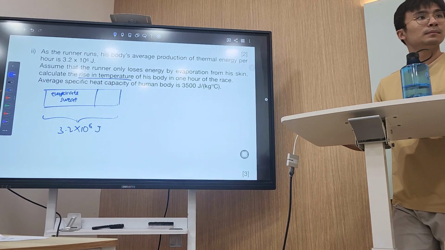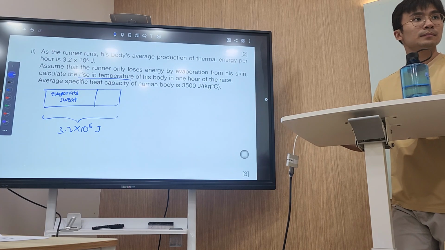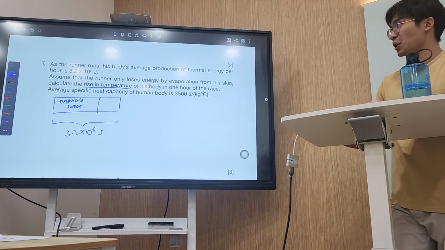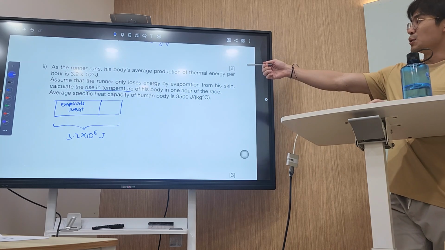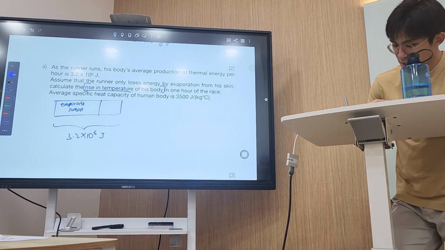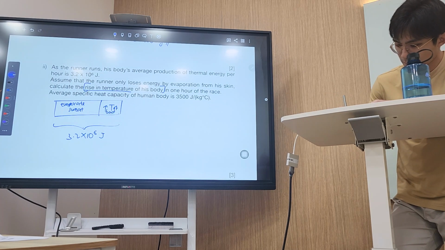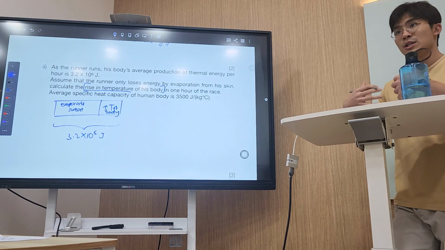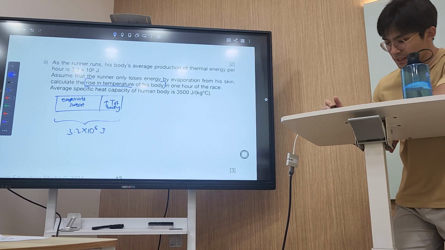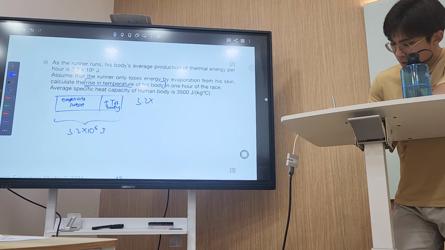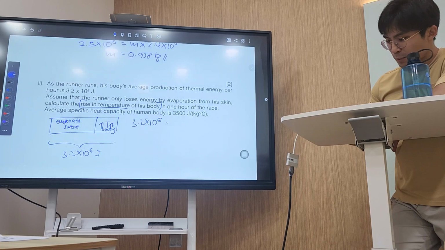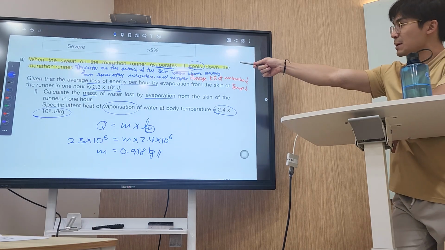Kara, what's the other part used for? The sweat that stays on your body? No. I lose energy by evaporation. The other component, of course, is increased temperature of the body. Your energy production cannot all go to sweat. Some of it will have to heat up your body. So we are going to calculate: 3.2 times 10 power 6 equals the energy used to evaporate the sweat, which we calculated just now, 2.3 times 10 power 6 joules.